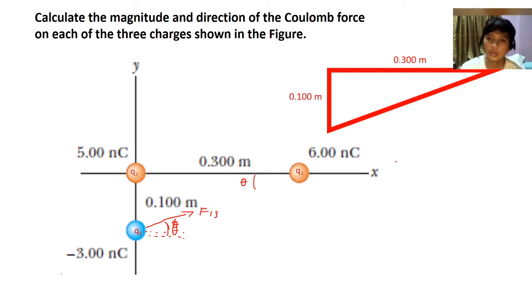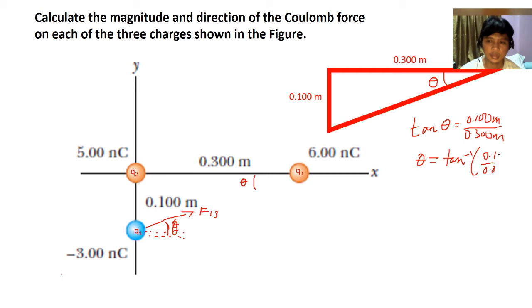And now we have this upper side which is adjacent to theta. That's our adjacent side, 0.3, and this is our opposite side, 0.1. So if you remember SOHCAHTOA, we know now that tangent theta is opposite over adjacent. The opposite side is 0.1 meters and the adjacent side is 0.3 meters. And if you convert that into arctangent, you will find theta. And that happens to be 18.4 degrees.